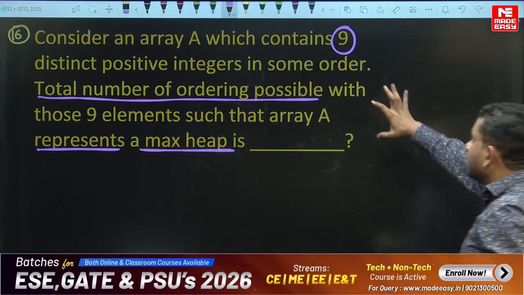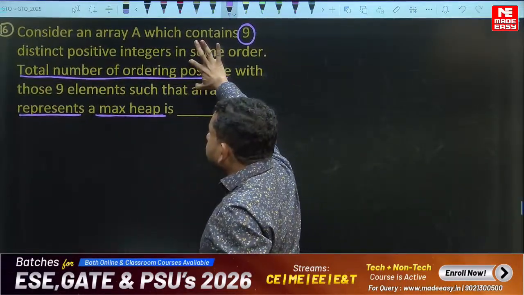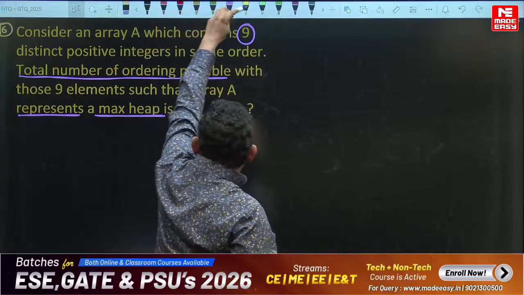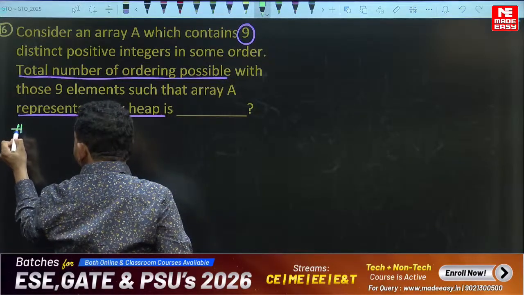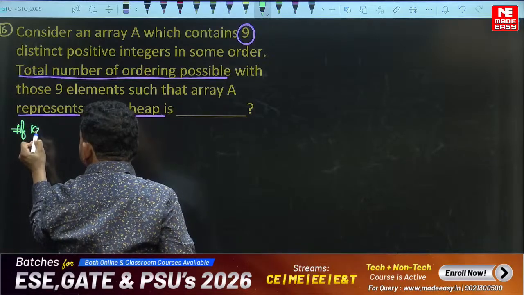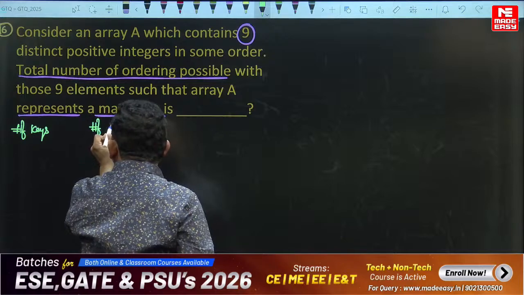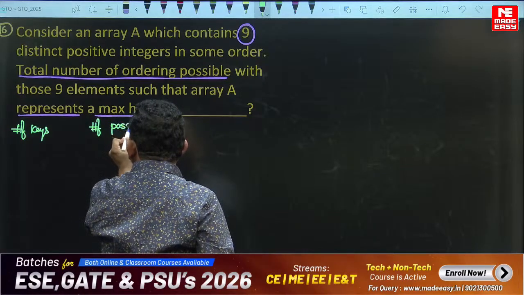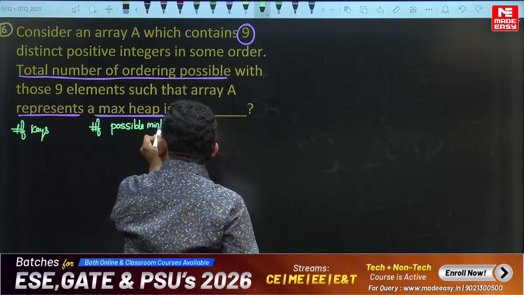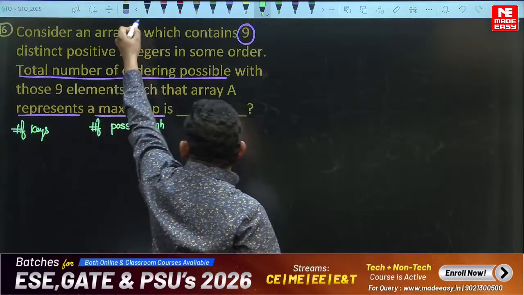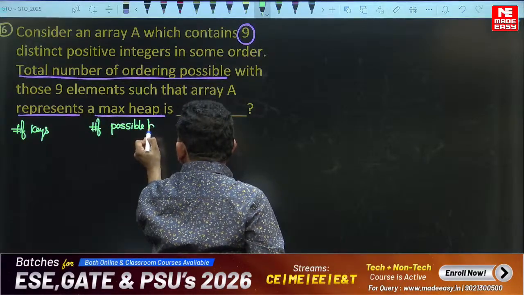So see this one. Assume the number of keys and the number of possible min heap orders, min heap or max heap, anything, both binary heaps, the number of possible binary heap orders.